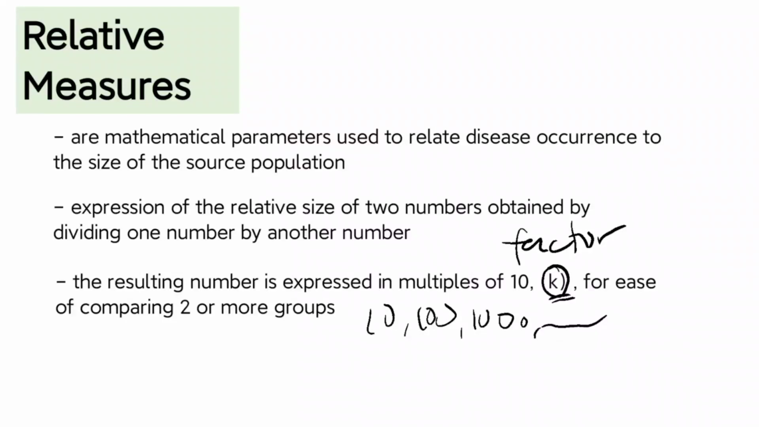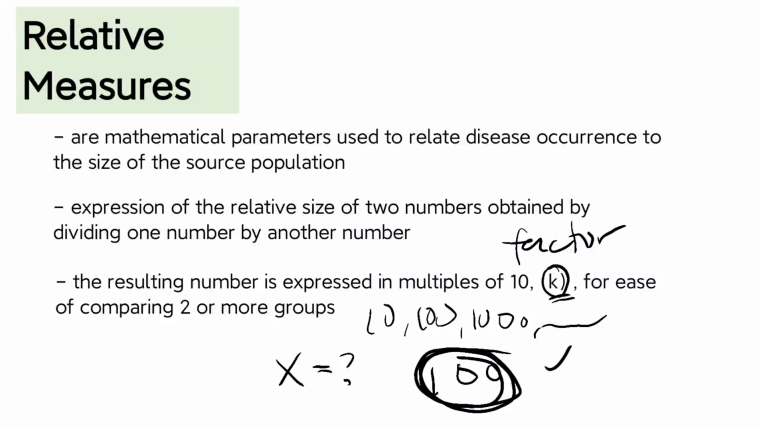And kapag hindi given yung factor, automatic na, in epidemiology, ang gagamitin mong factor is 100. Ulitin ko, kapag hindi given yung factor or yung small letter k sa isang given problem, ang gagamitin mo is 100 as your factor.